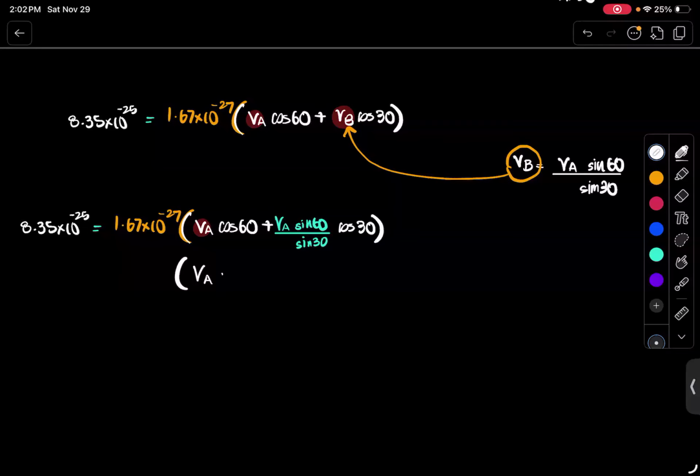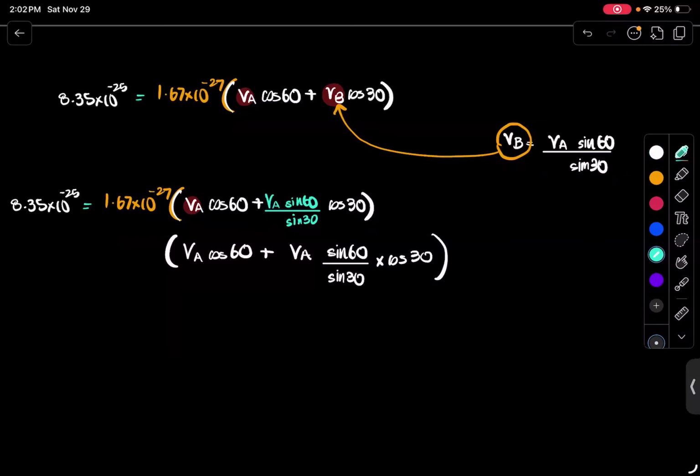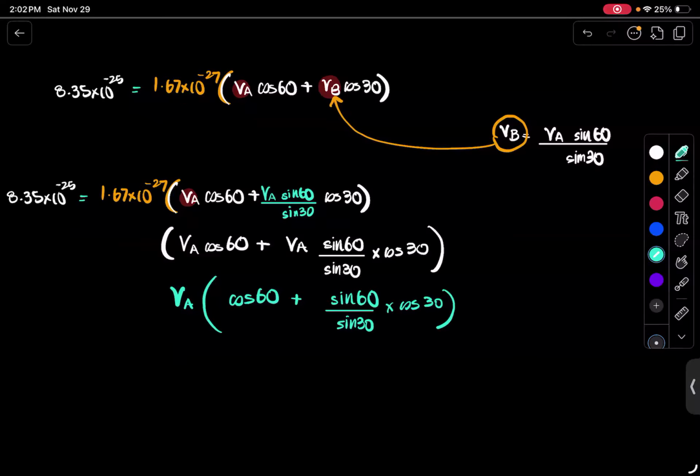So we know that VA cos 60 plus VA sine 60 over sine 30 multiplied by cos 30. Okay. If I were to take VA common out of this, what would that give me? That would give me cos 60 plus sine 60 divided by sine 30 into cos 30. If you plug that into your calculator, it's going to give you a value. Let's check it out. So if you are weak in mathematics, then this is exactly how you strengthen it.